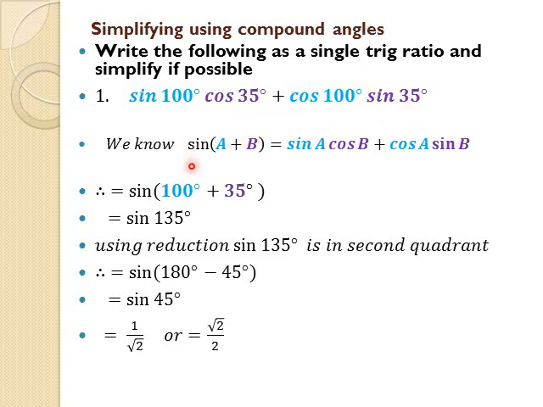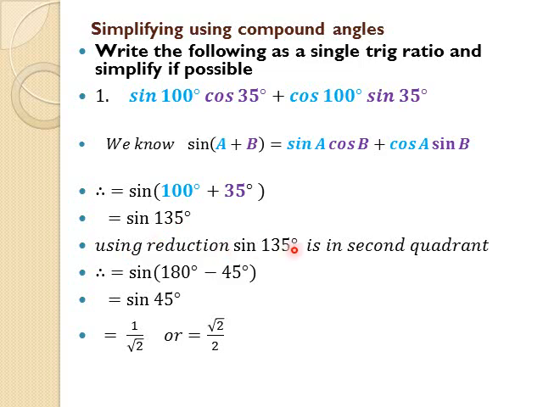Look at the sine compound angle: sine (A plus B) equals sine A cos B plus cos A sine B. So you should see sine 100, cos 100, sine A, cos A, and cos 35, sine 35, cos B, sine B. So I can take this and write it in this format. That would give me sine (100 plus 35), because there's a plus sign. Sine always stays as it appears. Your sine stays your sine. 100 plus 35 then gives me sine 135.